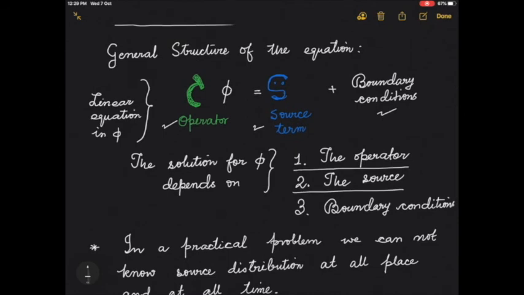Because if I did not need the boundary condition, if I assume that I can solve this equation for phi at all space and all time without requiring any boundary condition, then it will mean that I have to know the source distribution everywhere in space at all time, in past, future and present. Now that is not possible.